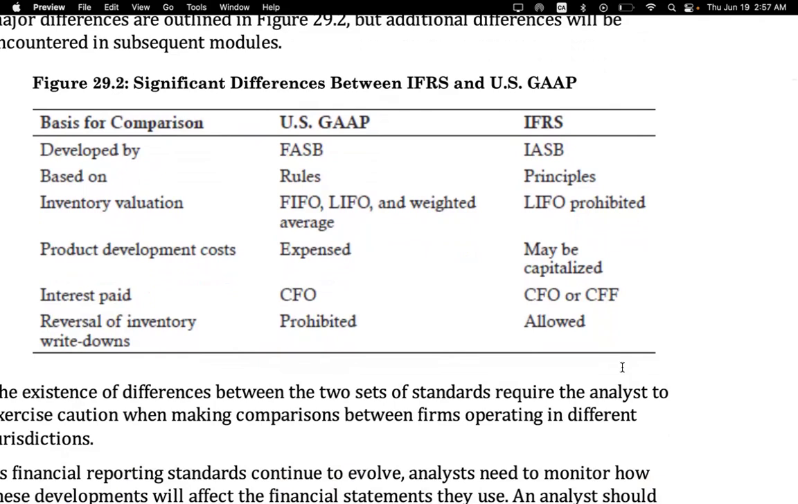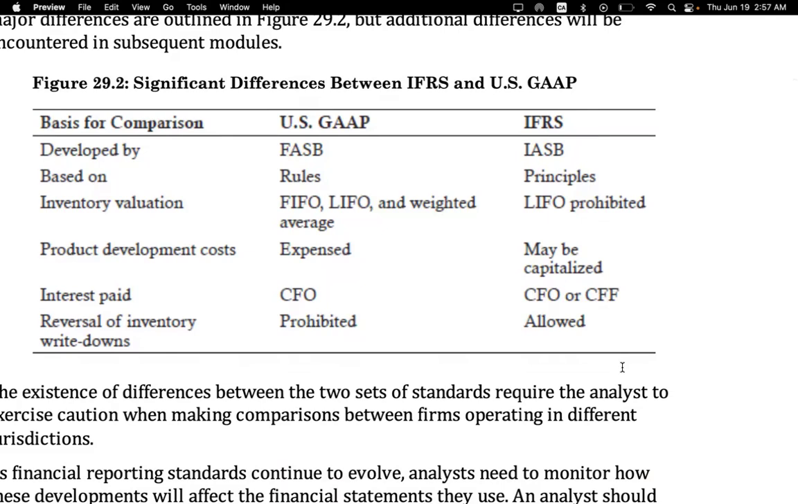Reversal of inventory write-downs under US GAAP, it is prohibited. Under IFRS, allowed. For inventory write-down, you basically have to record inventory, we will discuss this in the inventory chapter as well, at the lower of its cost or its net realizable value, which is just the fair value minus cost to sell.